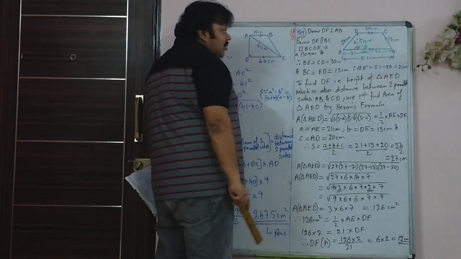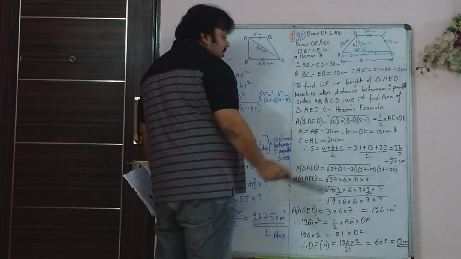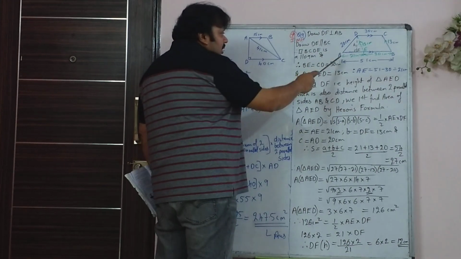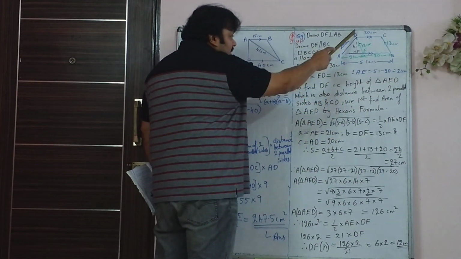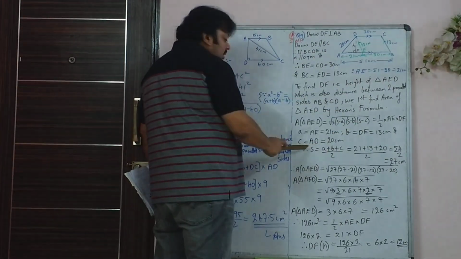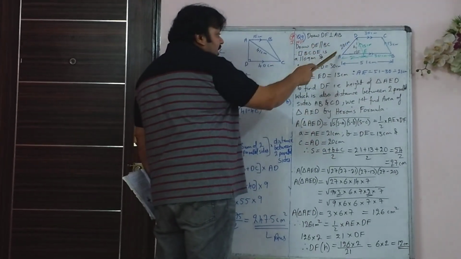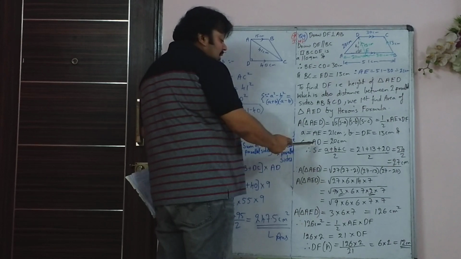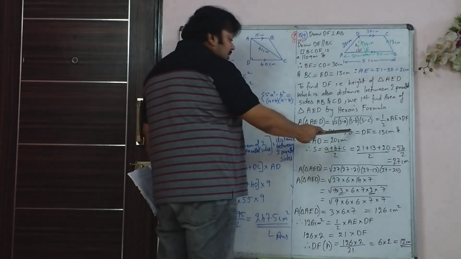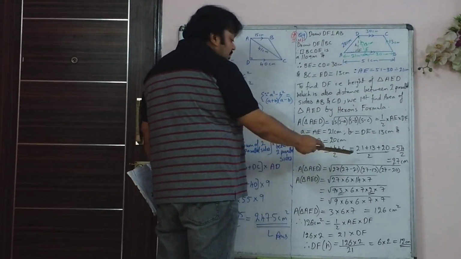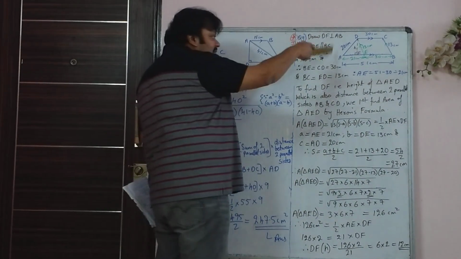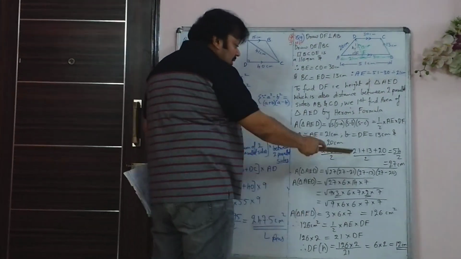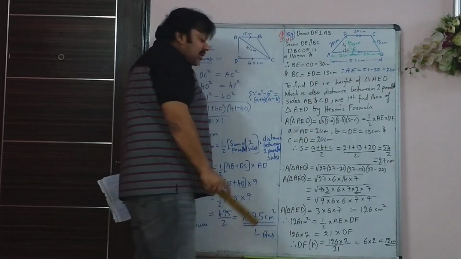So from that formula you will get AE is A, you have taken A as 21, B is DE, that is 13, and C is the third side AD, which is 20. So semi-perimeter is (A plus B plus C) upon 2. Semi-perimeter means half the perimeter, the length of all the sides upon 2. So 54 by 2, or 27.